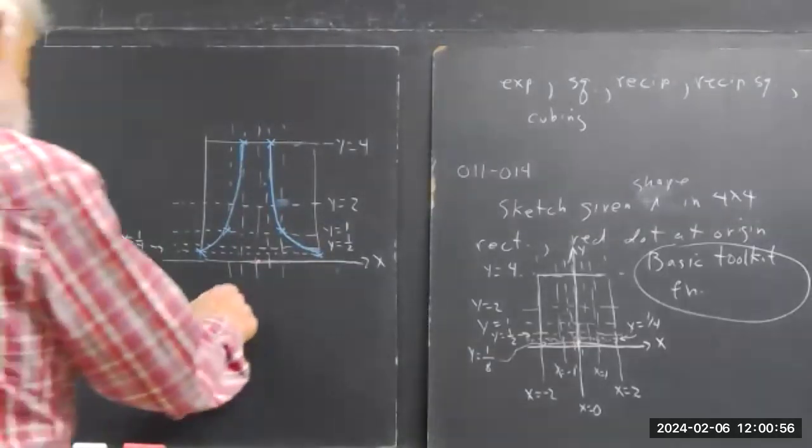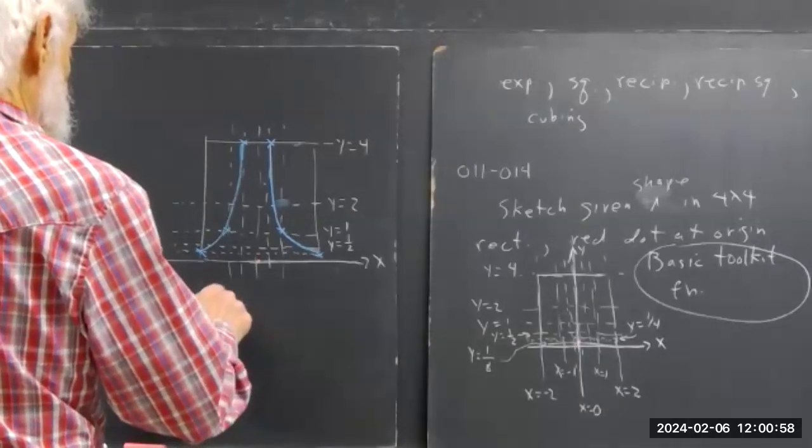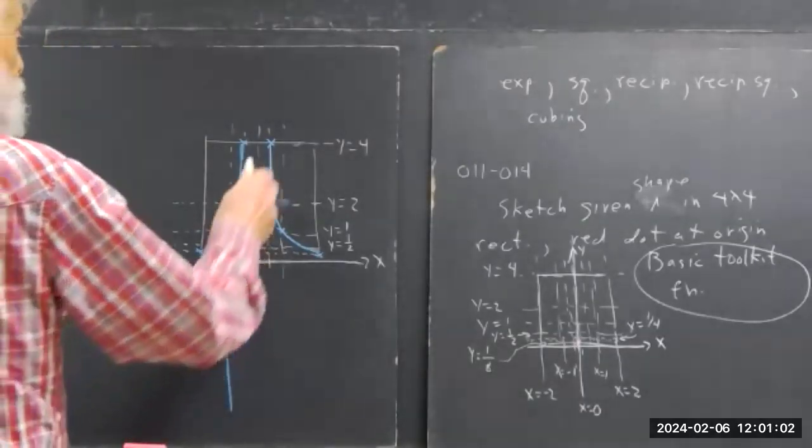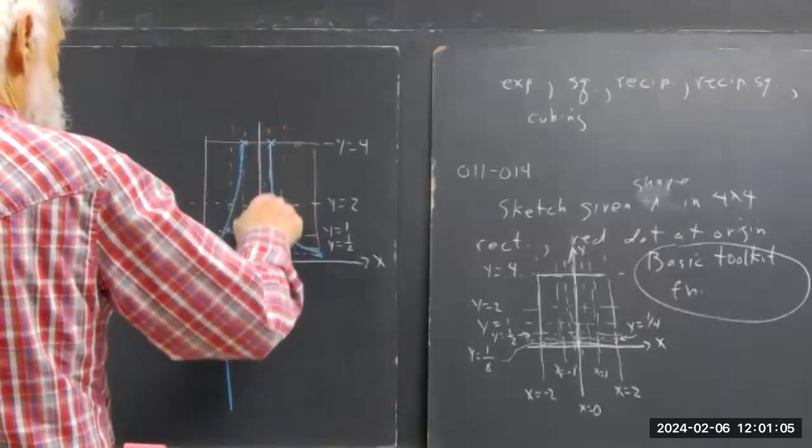Now, what are the coordinates of these points? If you've drawn it correctly, that's really easy. Well, I haven't labeled all the lines. Okay, so here's the y-axis.